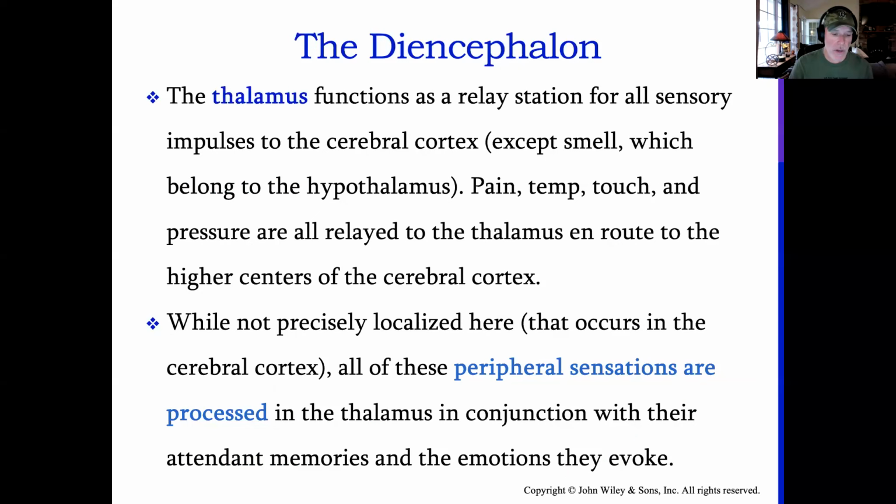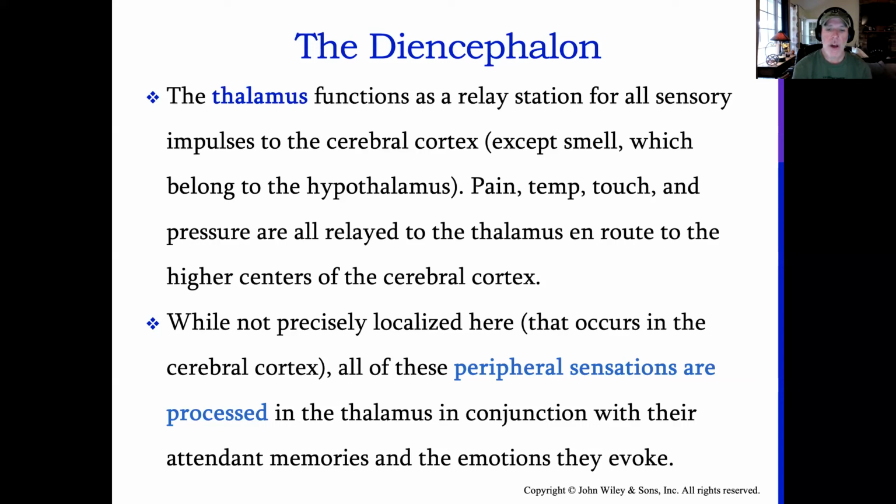So if we have a taste coming in, it's going to go to the thalamus, and then the thalamus is going to send it out to the correct lobe of the brain for interpretation. If you have pain from your right foot, it's going to go up the spinal cord to the thalamus, and then it's going to get routed out to the part of the cerebrum that deals with pain specifically for the right foot. So it's the hub of all sensory information coming into the brain.